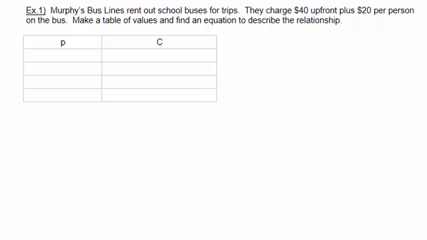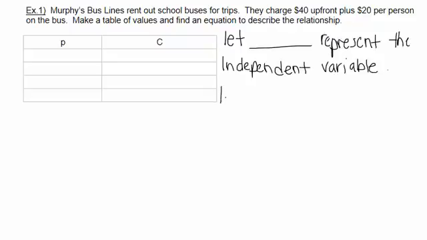So example 1, Murphy's Bus Lines rent out school buses for trips. They charge $40 up front plus $20 per person on the bus. Make a table of values and find an equation to describe the relationship. So first thing we always have to do with word problems is identify our independent and dependent variables and state what they are. Let blank represent the independent variable and let blank represent the dependent variable.